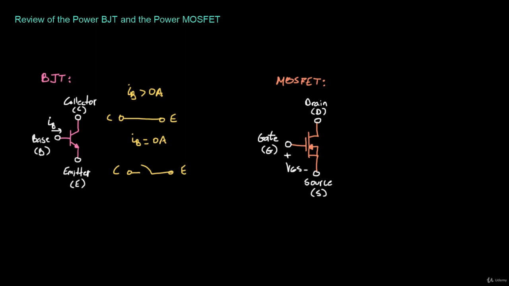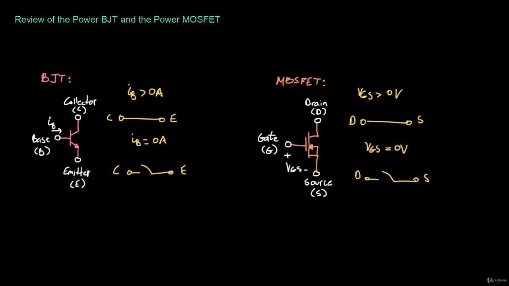So we can say that for the MOSFET, when the voltage VGS, so the voltage from gate to source, is greater than 0 volts, so it's positive, the device looks like a short circuit. So the drain is going to be connected to the source. So these are the other two terminals. And then when VGS is equal to 0 volts, the drain and the source are not connected. So the device looks like an open circuit.